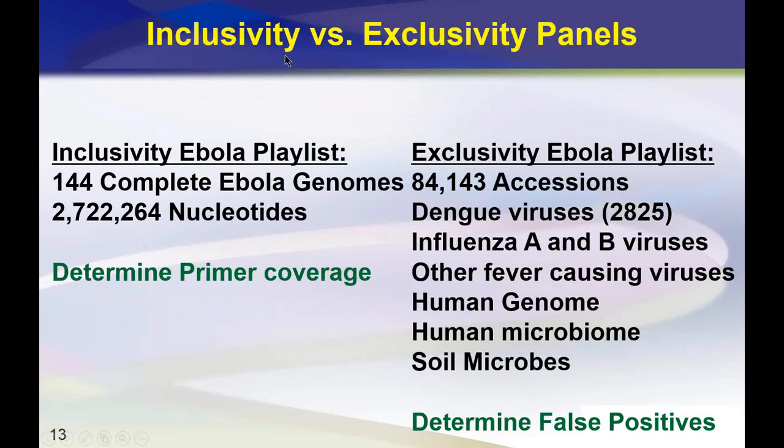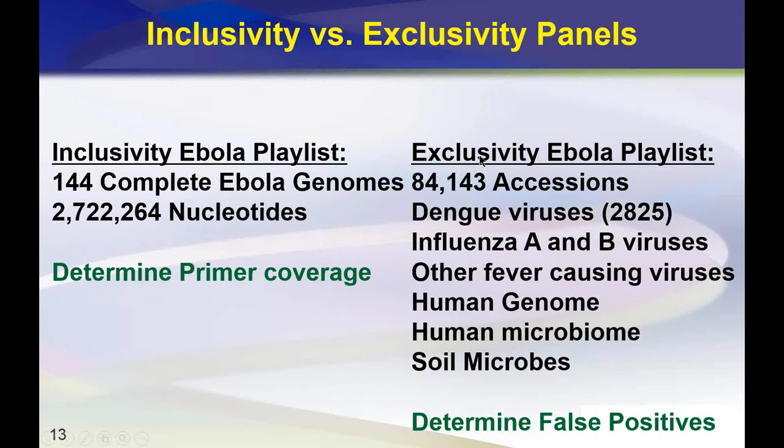All right, so this is the concept of an inclusivity versus exclusivity panel. I'll be showing you a demo that shows some of this. So, for example, if we made an inclusivity Ebola playlist with all 144 known complete Ebola genomes, that's all the ones that are in GenBank, that's about 2.7 million nucleotides worth of genomic sequence. We can determine how many of these 144 genomes are hit by a particular set of primers. So we can determine the coverage, how many of the genomes our primers actually will amplify. On the other hand, we want to avoid false positives with our primer designs.